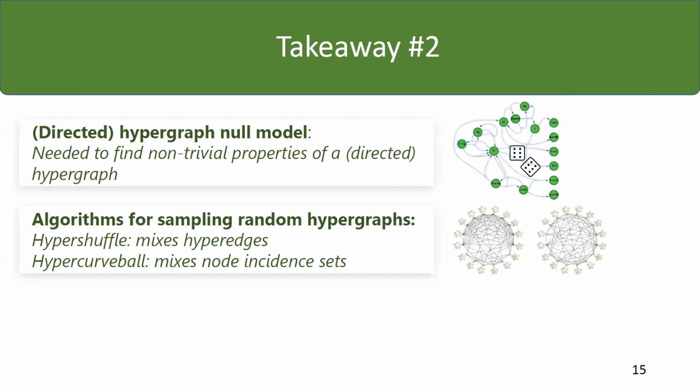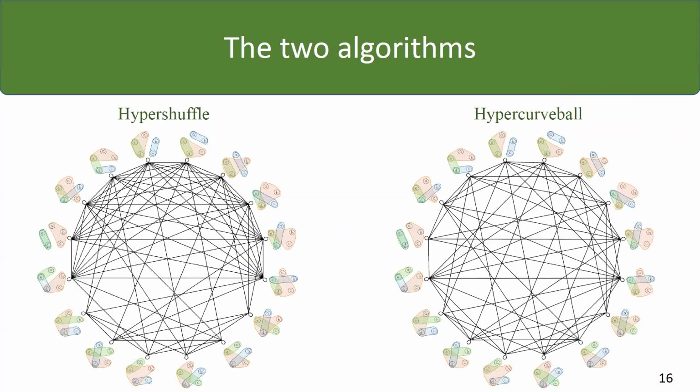All right, so this is the second takeaway. I presented two algorithms. The first one mixes the hyperedges, and the second one mixes the node incidence sets. And they're both described by Markov chains. These are the two Markov chains. Here you can tell that they're really different. The left one has more connections at the top. The right one is a bit more uniformly spread.